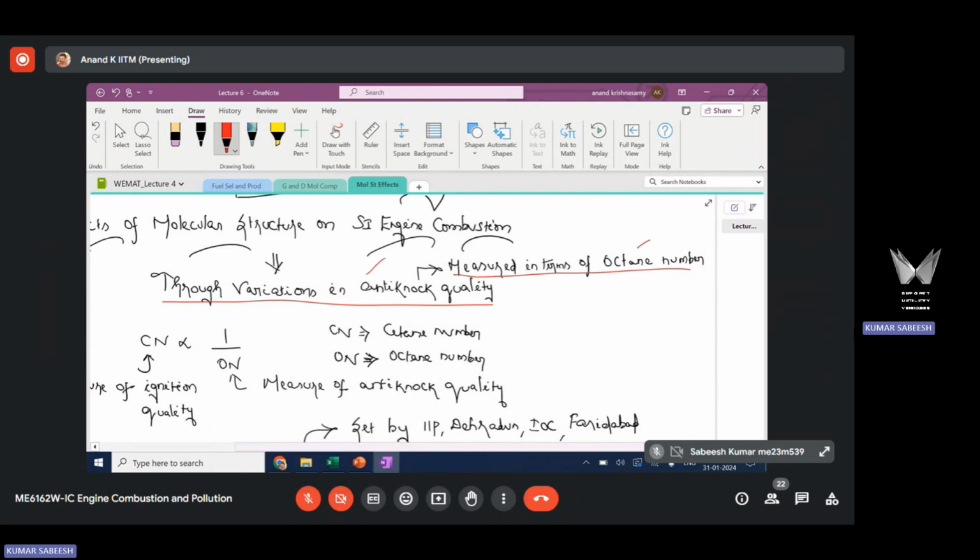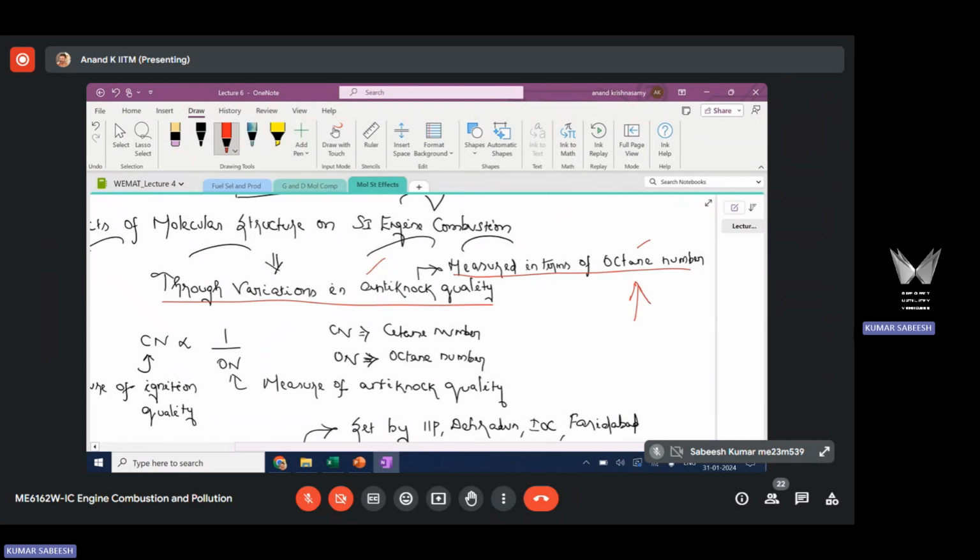Okay, so do we want a higher octane fuel or a lower octane fuel for SI engine application? Sir, higher octane. We want higher octane fuel because we want fuel that resists self-ignition. Okay, antiknock quality is a measure of how the fuel resists self-ignition. The fuel should not self-ignite in a spark-ignited engine. I will discuss more about the combustion phenomena later on.